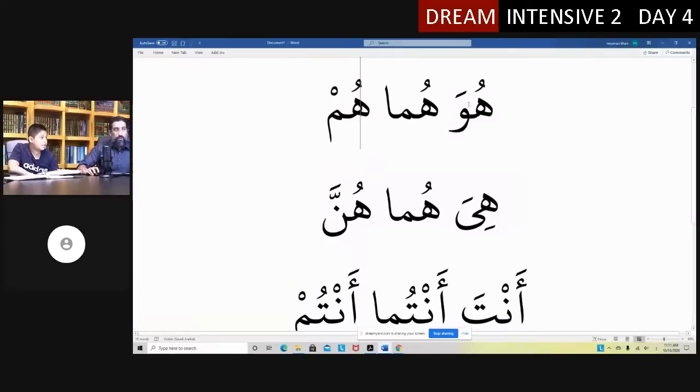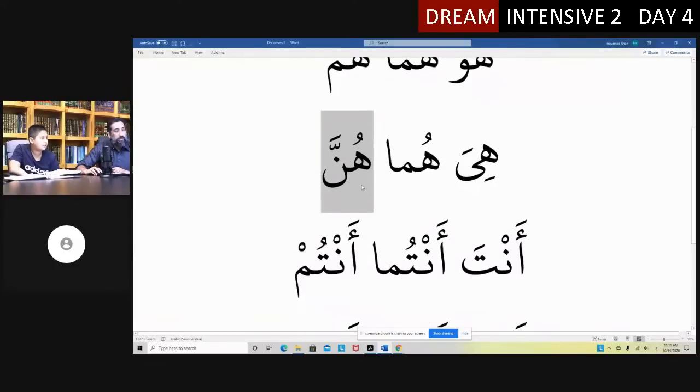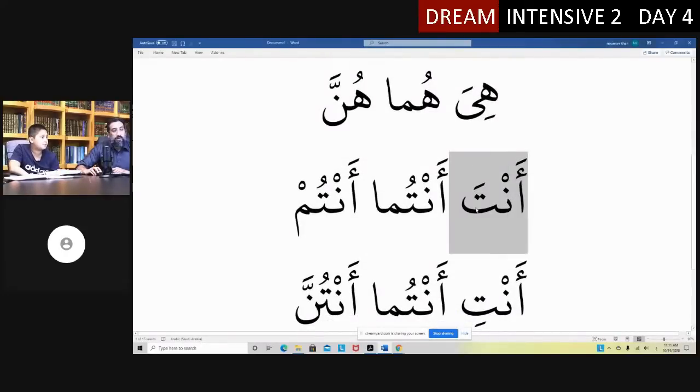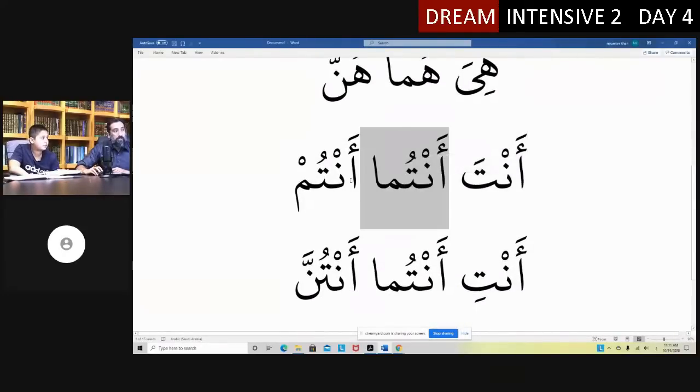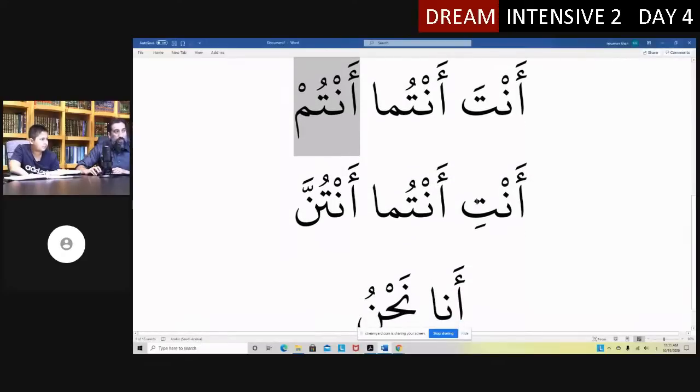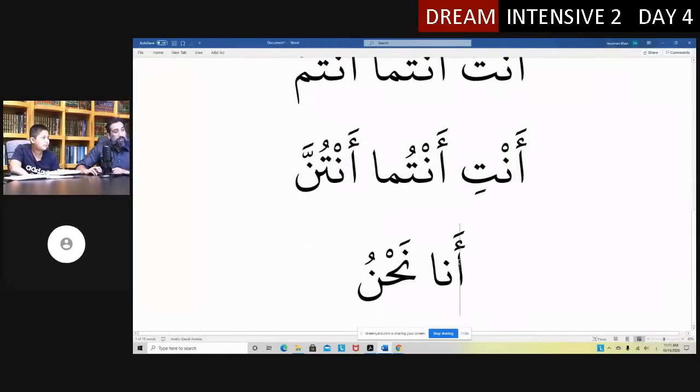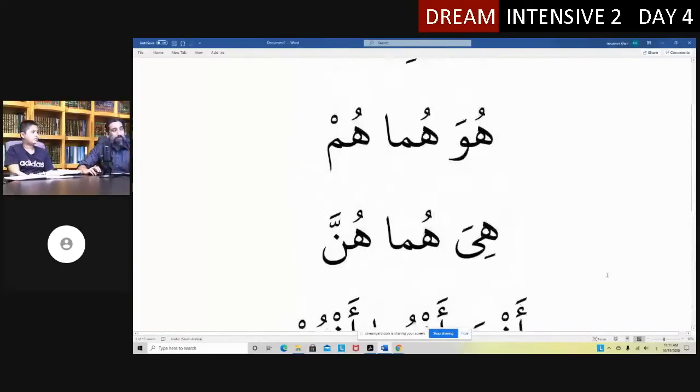Huwa becomes who or he. Huma becomes huma or hima. Hum becomes hum or him. Hiya becomes ha. Huma becomes huma or hima. Hunna becomes hunna or hinna. Very nice. Anta becomes ka. Antuma becomes kuma. Antum becomes kum. Anti becomes ki. Antuma becomes kuma. Antunna becomes kunna. Ana becomes ni or e. Nahnu becomes na. Beautiful. Okay.